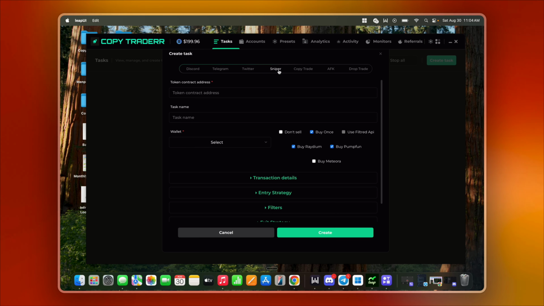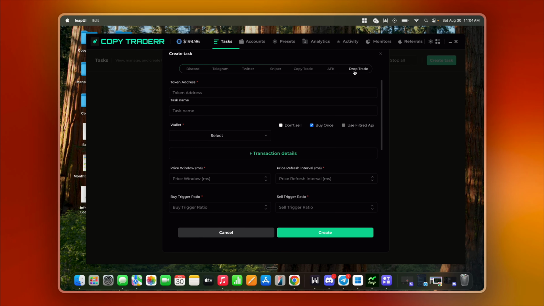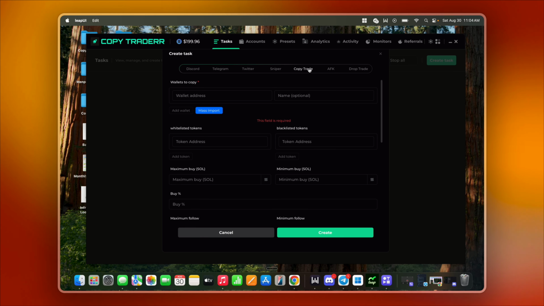They also have a built-in sniper to quickly snipe new tokens being launched. They have AFK mode for automated trading, and they have the proprietary drop trade mode. All of this on top of the copy trade mode, which is what I'm going to be talking about today.